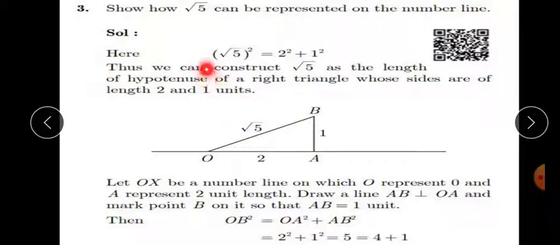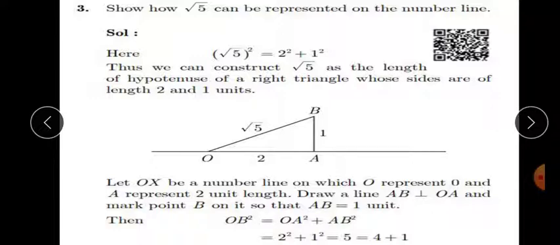So you see here, root 5 square means the square of the hypotenuse. So root 5 square is equal to the sum of the square of the base, that is 2 square, plus perpendicular square, that is 1 square. 2 square means 4, 1 square means 1. So 4 plus 1 gives you 5, and in root 5 square the root goes away, we get 5. So 5 equals 5. Now let us see how we will draw this root 5 on a number line.